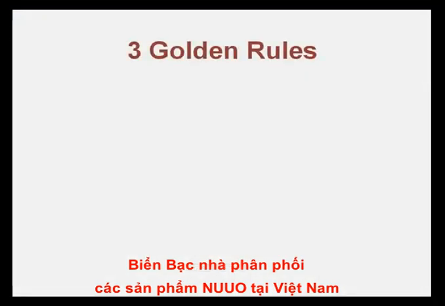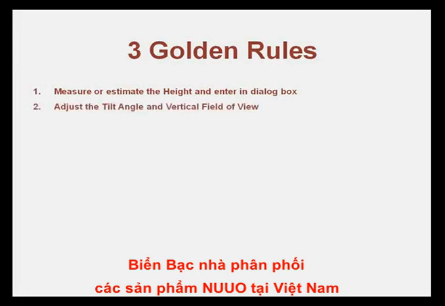To summarize, these are the rules of calibration. Number 1. Measure or estimate the height of the camera above the ground and enter it as the first parameter at the beginning of calibration. Number 2. Adjust the tilt angle and vertical field of view.